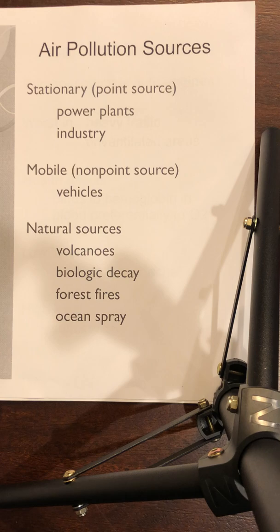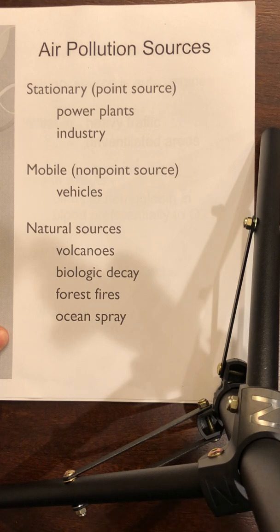Okay. Air pollution sources can either be stationary like a power plant or mobile like vehicles. Mobile sources are hard to control because there are far, far more vehicles than there are individual power plants that are emitting pollutants. There are some natural sources: active volcanoes, biologic decay, forest fires, which again have gotten worse globally in the last 10 years because of climate change, and ocean spray. But combustion of fossil fuels makes up about 99% of our air pollution.